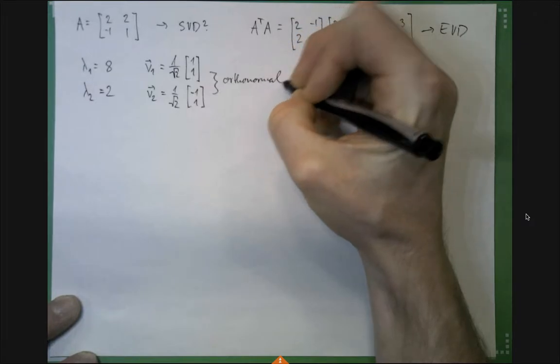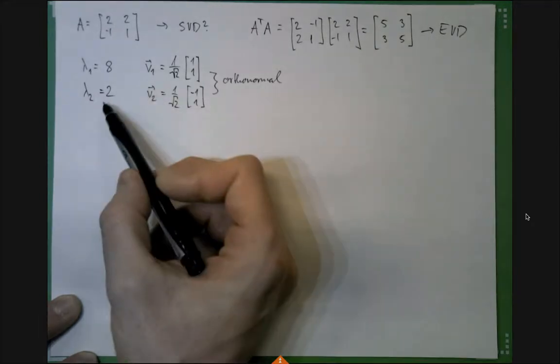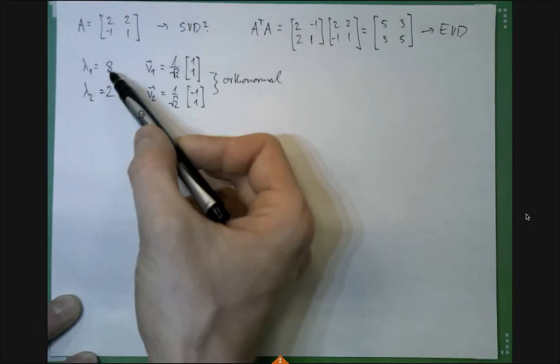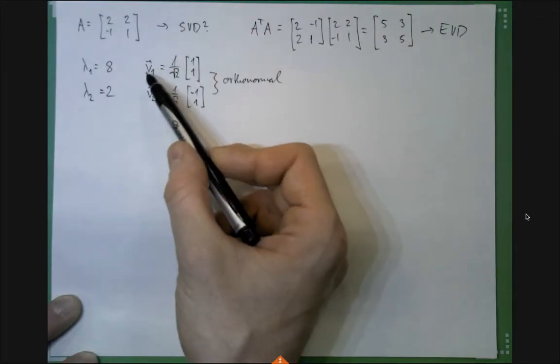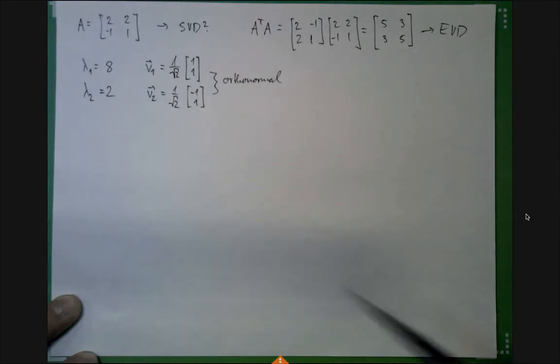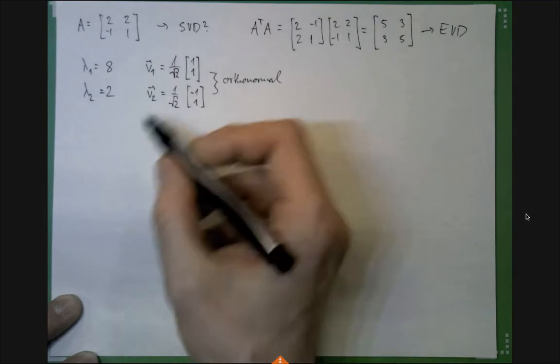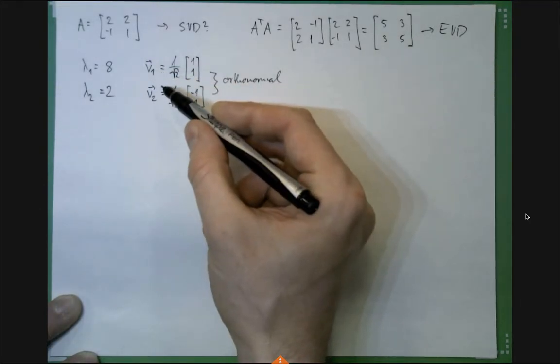And that's what the theory guarantees us, because this is a symmetric positive semi-definite matrix. In this case, actually positive definite, right? You can immediately see it from the eigenvalues. So the theory dictates that there must be an orthonormal basis of eigenvectors. Cool, everything seems to work just fine. So those would be the right singular vectors ultimately.